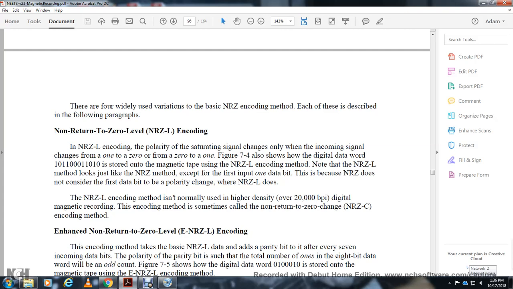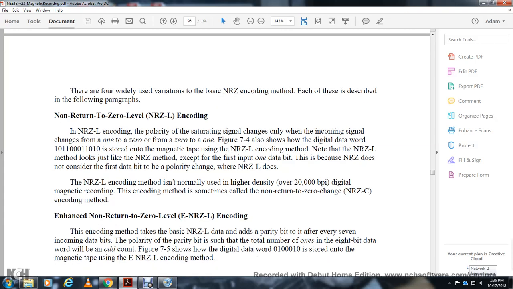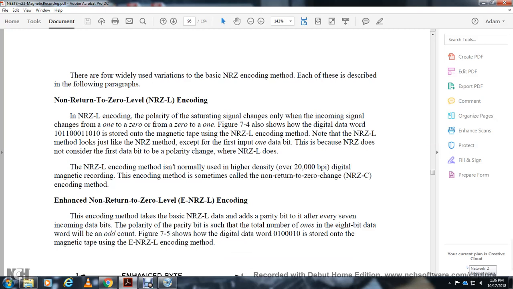Digital magnetic recording encoding method is sometimes called the non-return to zero change encoding method, or enhanced non-return to zero level encoding. The encoding method works like the non-return to zero level data, applied to the parity bit with even the 7th incoming data bit. The polarity of the parity bit is such that the total number of ones for the 8-bit data word will be an odd count.